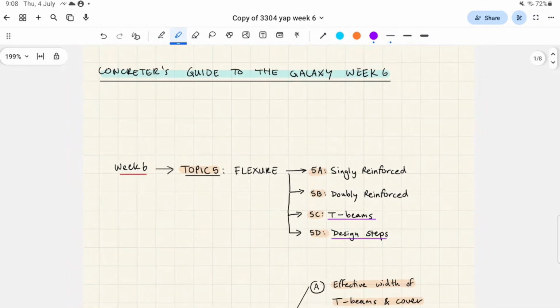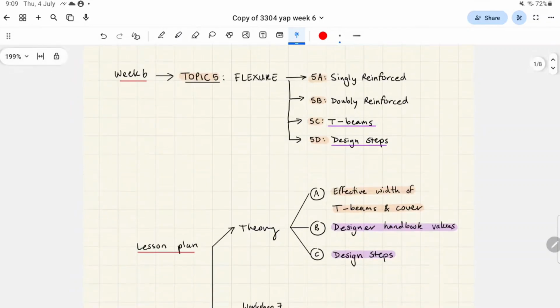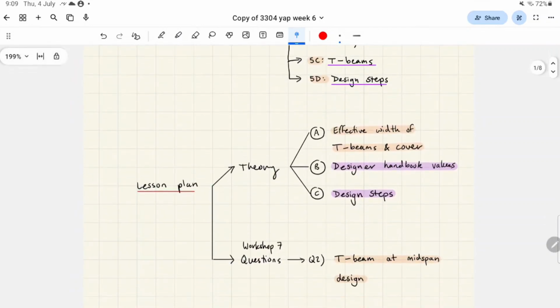Basically, how this week is going to work is we're going to focus on T-beams and design steps. I've talked about T-beams slightly, theoretically, so far, but now we're going to be doing an actual design of them. But first, we'll run over a bit more theory.